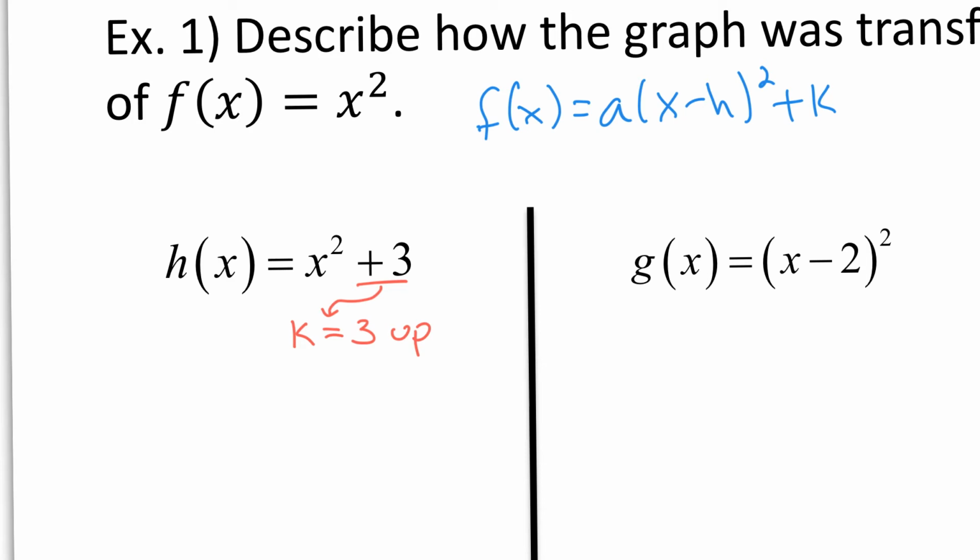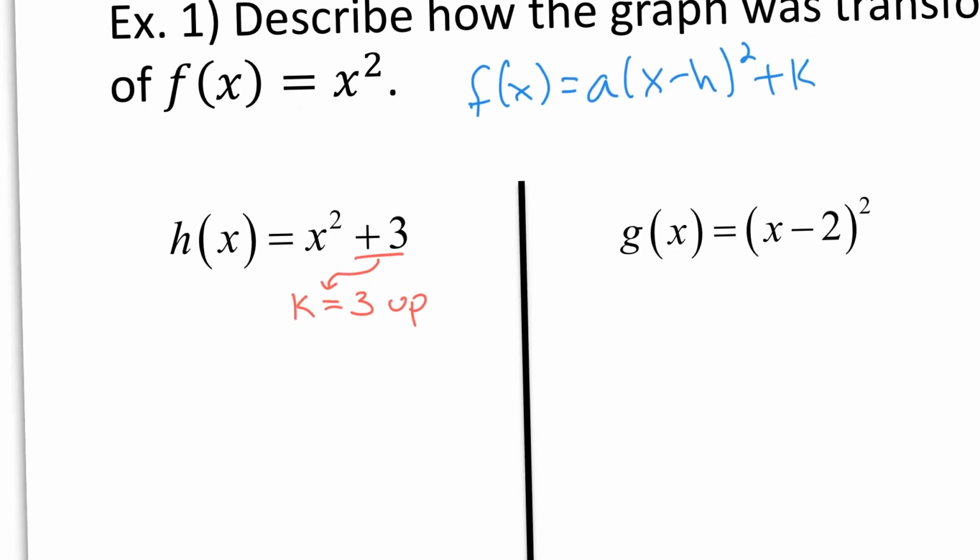Now your a value, look at your a value here. Your a value is 1. Look at the parent function. The a value is 1. So that didn't change. Your a value is in front of the x squared, or you can say in front of the x with the square here. So your a value didn't change. So there's no transformation in that value, but we do have a k value in the new function. You need to explain this in a sentence. What is the transformation for that function?